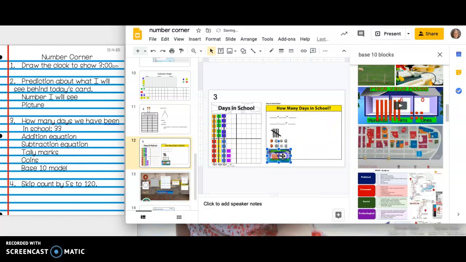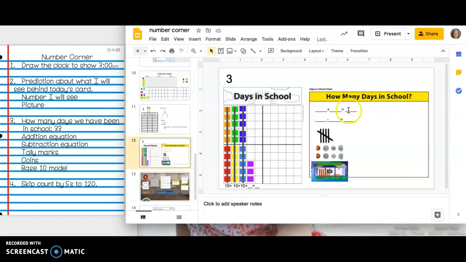Okay, so again, for the number 33, we are making an addition equation that equals 33, a subtraction equation that equals 33, tally marks to show 33, coins that have a value of 33 cents, and the base 10 model with the 10 sticks and 1 blocks. Press pause if you need more time.